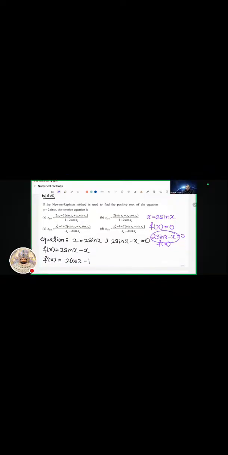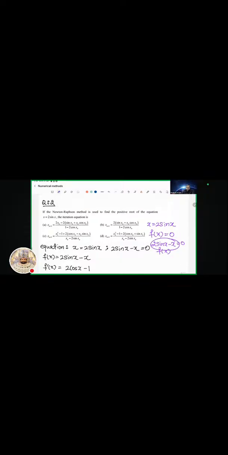So they have given you x equals to 2 sine x. Always remember we need our equation in this form, f of x equals to 0. This is how we begin. This is how you find roots. You make something equal to 0. So I will rewrite this. So I will get 2 sine x minus x equals to 0. So this thing is my f of x. So my f of x is 2 sine x minus x.